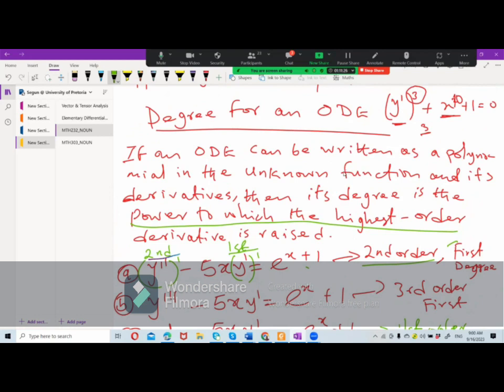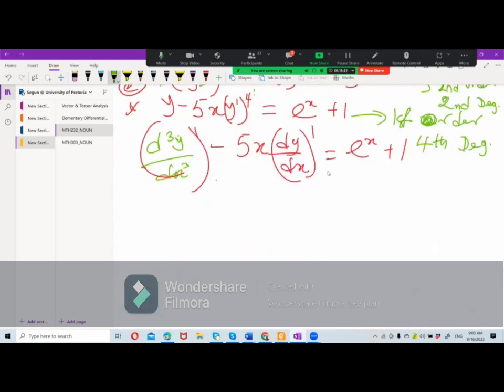Once you know your highest derivative, it will lead you to the degree. You'll be able to pick your degree: does this highest derivative raise to power 10 or to power 2? For example, let me give you one question and we will look at it together so that you understand what we are saying. Look at this question: y prime prime raised to power 3 minus 5x times y prime raised to power 4 equals exponential x plus 1.